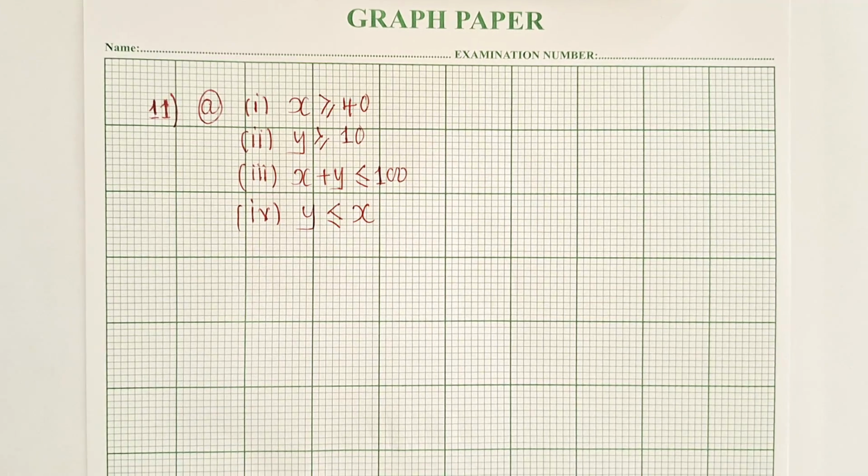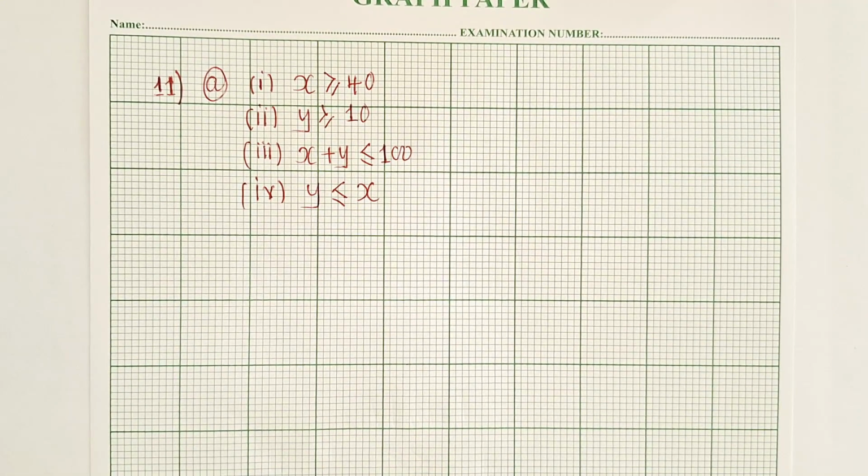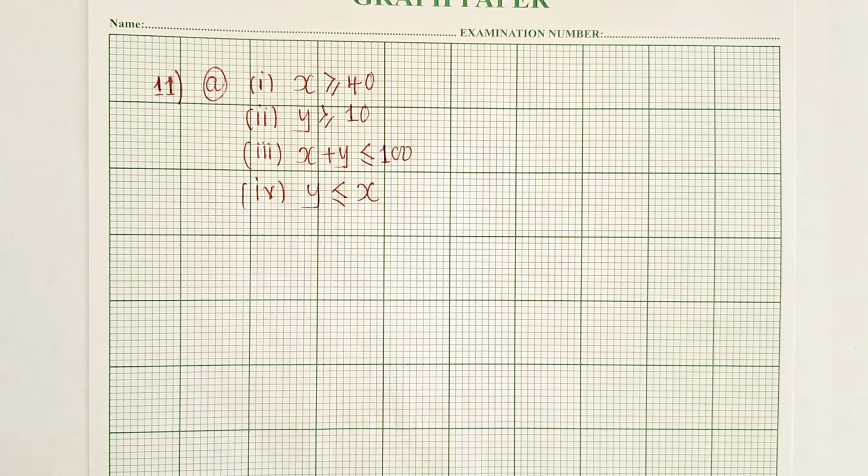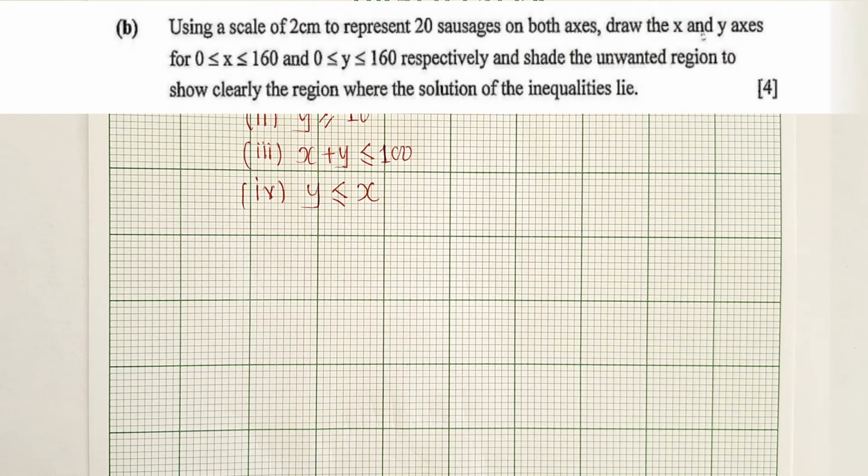So once you do that, you now go to the next question. And the next question here, they are saying, using a scale of 2 centimeters to represent 20 sausages on both axes, draw the x and y axis for 0 is less or equal to x, less or equal to 160, and 0 is less or equal to y, less or equal to 160, respectively, and shade the unwanted region to show clearly the region where the solution of the inequalities lie.